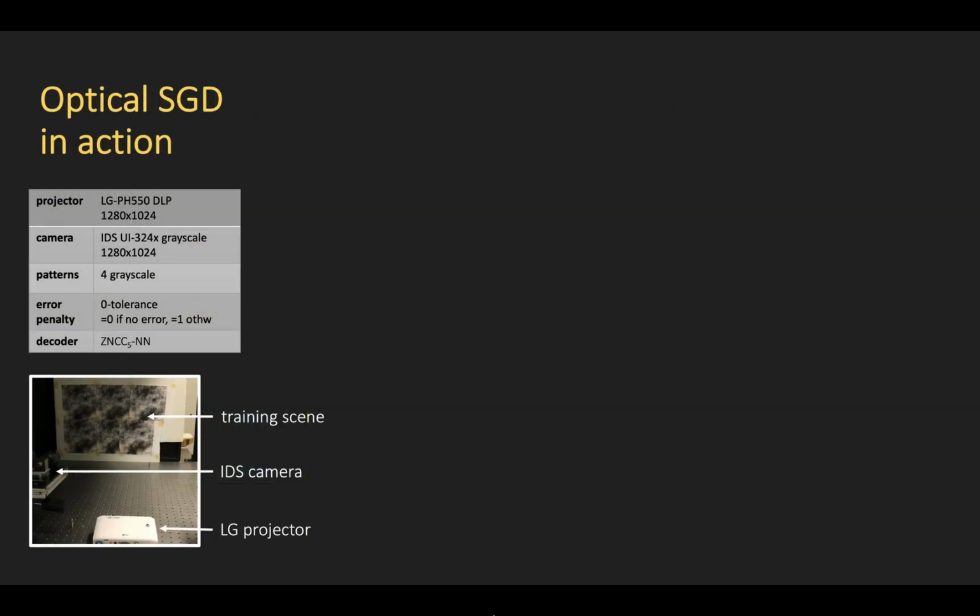Now, let's look at how optical SDD works in action. Consider a structured light system composed of a consumer LG projector and an industrial IDS camera. Now, let's use optical SDD to optimize 4 illumination patterns for zero tolerance error, which means that we want to maximize the number of zero error pixels.